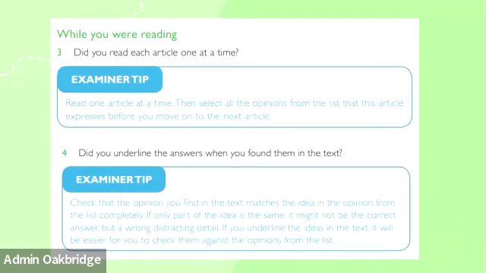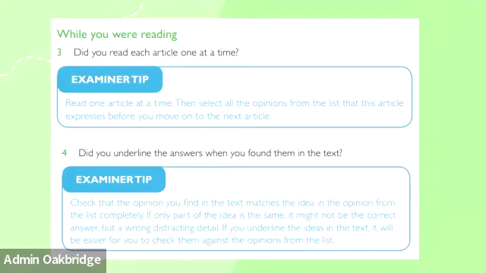Like I said, there's 4 short paragraphs. You have to read 1 at a time. And then you select all the opinions from the list that is in the article. Before you move on to the next article, you do 1 by 1. And also, you have to check if the opinion that you have found in the text matches the opinion from the list. Okay, if only 1 part is the same, then it might not be the correct answer. Okay, it could be just a wrong, distracting detail to confuse you.